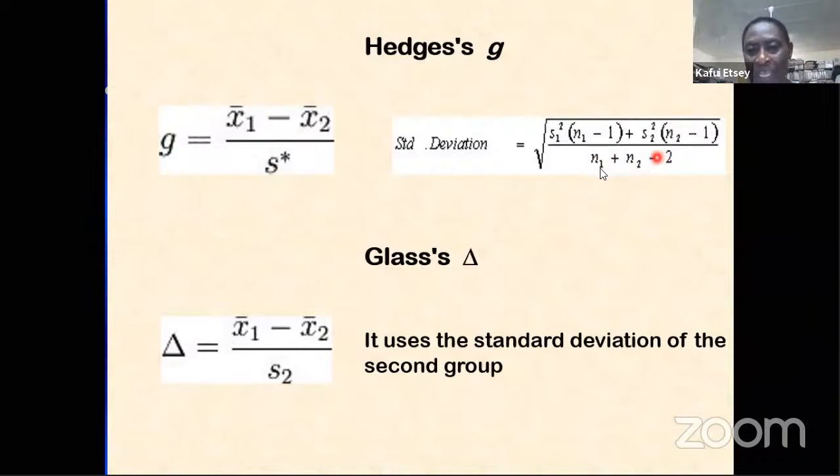And this one will give you an S value, which you are going to put in here, and that will give you Hedges G.